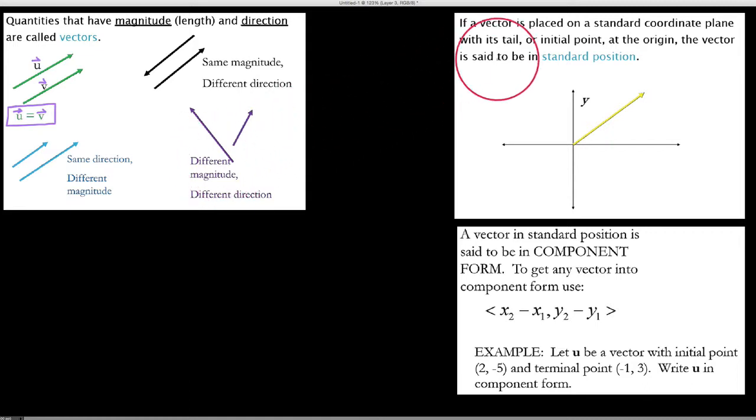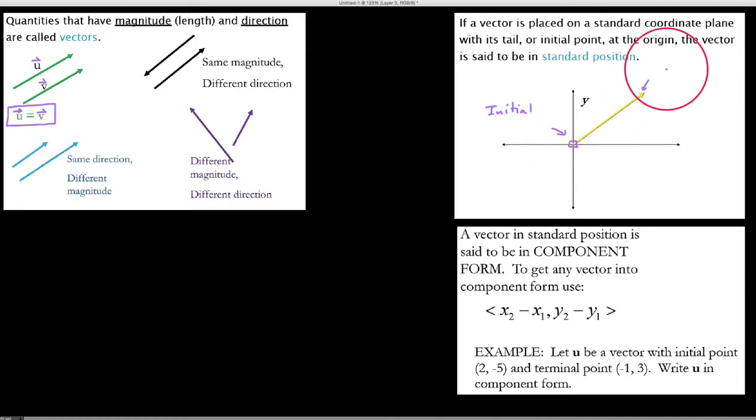So let's go ahead and discuss positioning vectors in standard position. We say a vector, if it is placed on a standard coordinate plane with its tail or initial point, so we're going to give this a name here. This is the initial point of the vector. It means where it starts. If the tail is at the origin, its initial point, then we say the vector is said to be in standard position. That's the only stipulation for it. So long as it starts here, it's in standard position.